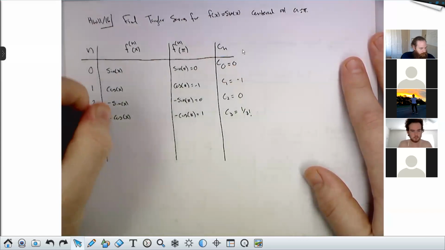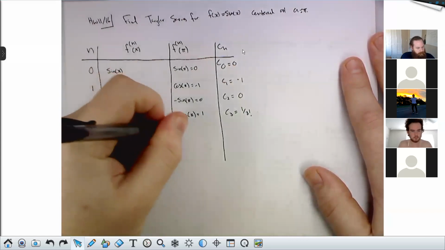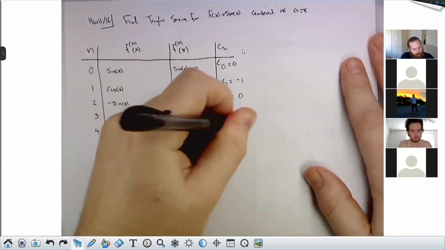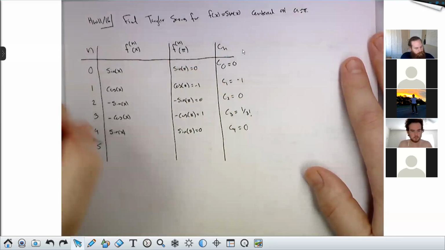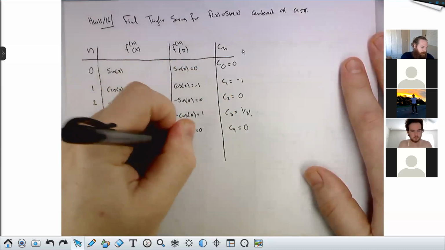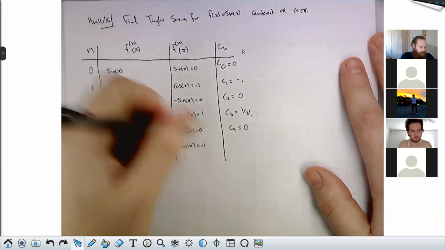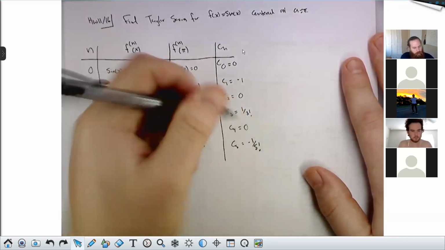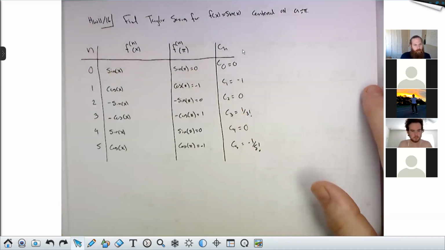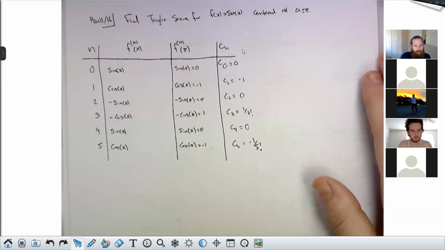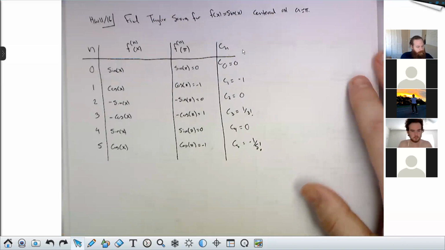When n is 4, the derivative of negative cos x is positive sine x. The sine of pi is 0. So C4, as we expect, is 0. When n is 5, the derivative of sine is cos. Cos of pi is negative 1. So C5 is negative 1 over 5 factorial. So we see a similar pattern as we did when we found the Maclaurin series for sine.